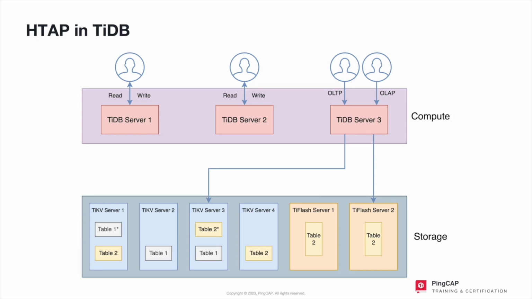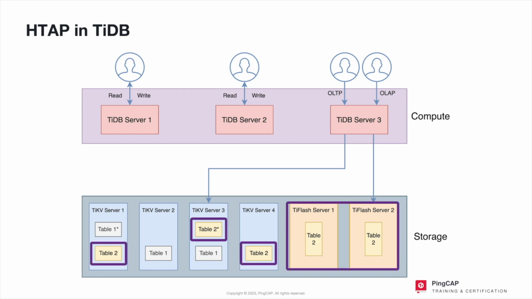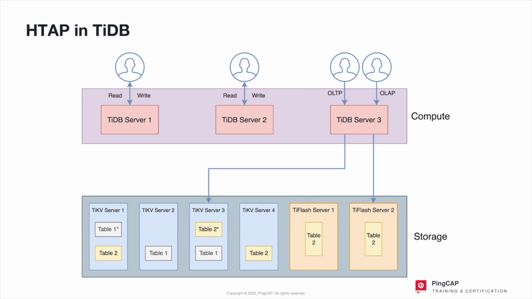For example, Table 2 has both OLTP and OLAP use cases, so we use both TiKV and TiFlash engines. Fortunately, TiDB handles all the data replication between the TiKV and the TiFlash sides, so there's no ETL or ELT required. It just works. Table 1 only services an OLTP use case, therefore we only have to have TiKV storage allocated to it. Remember, each table must have TiKV storage allocated to it.